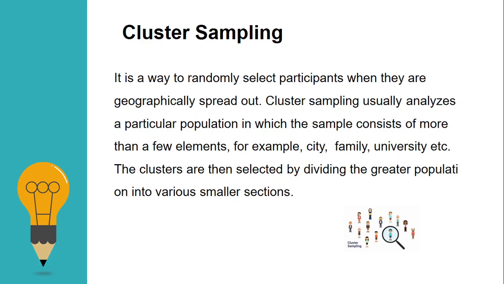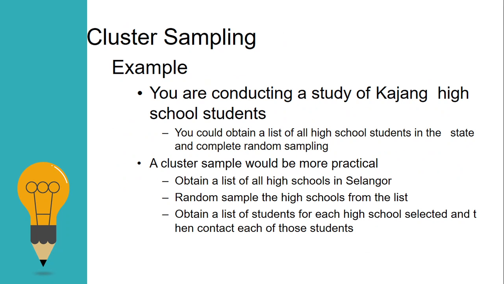Cluster sampling is used in the analysis of a population in which the sample consists of more than a few elements, for example a city, family, university, etc. The clusters are selected by dividing the greater population into very similar sections. This method is generally used for community-based studies and is very good for sampling minority groups. So that's why each of the groups is selected in this kind of sampling technique.